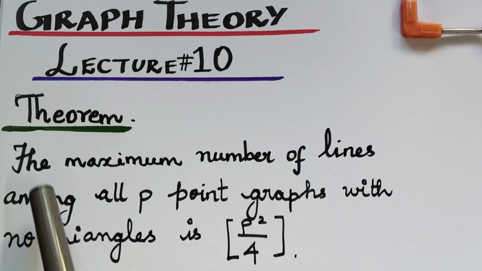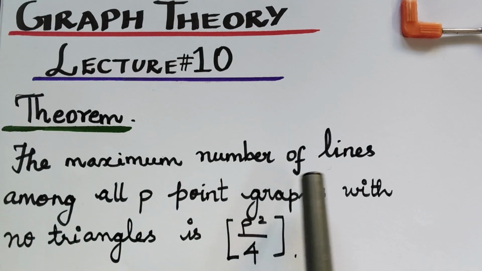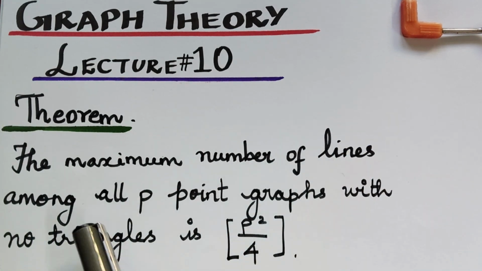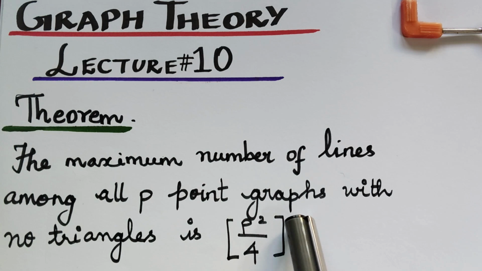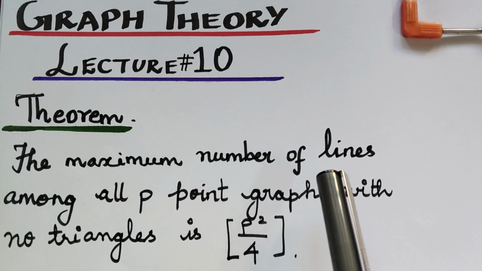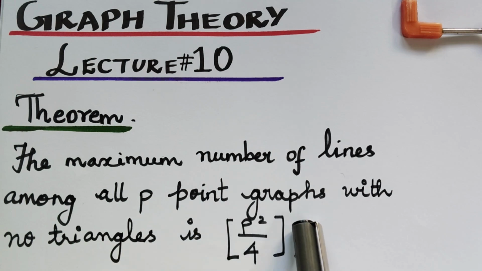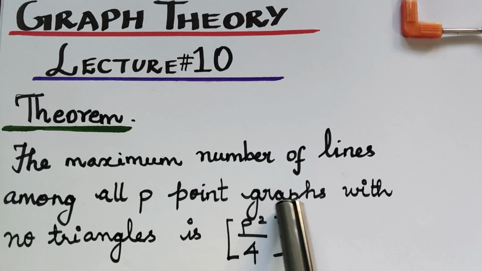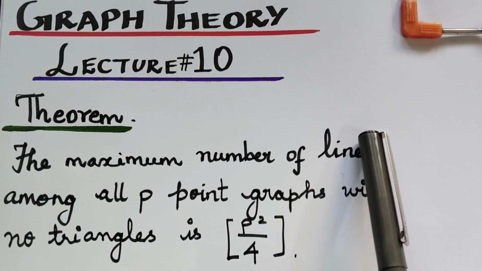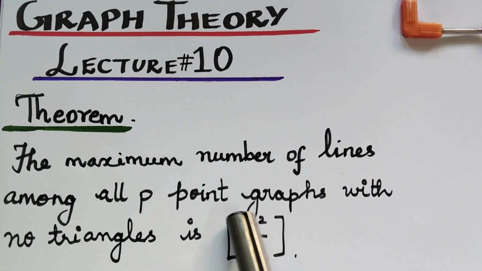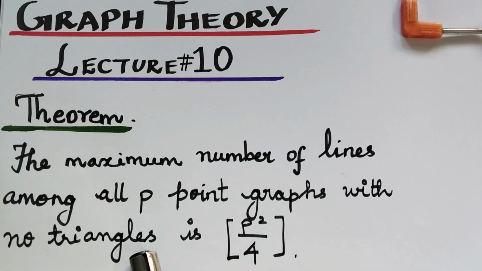The theorem states that the maximum number of lines or edges among all p-point graphs with no triangles is p square divided by 4. So, the number of vertices in the graph is p. Then, the number of possible edges will be equal to the integral part of p square by 4, with particularly no triangles.